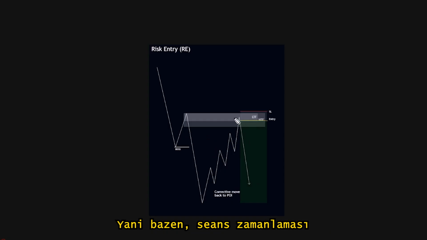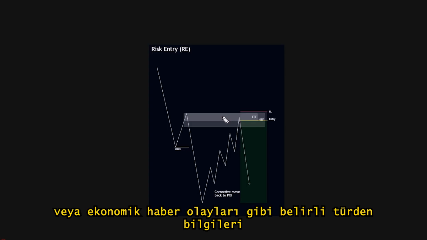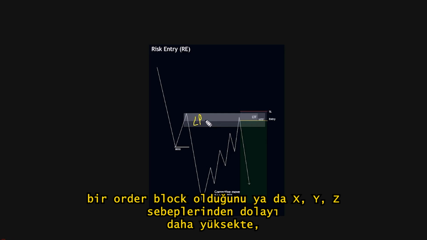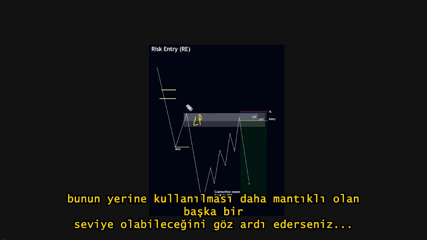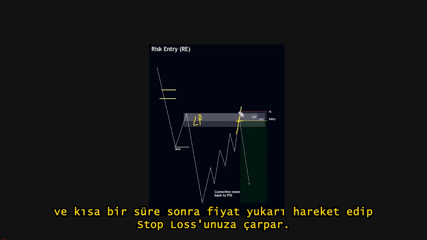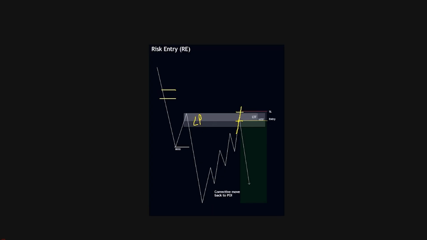So sometimes, if you ignore certain types of information like session timing or economic news events, or maybe this is a low probability order block for XYZ reason, there might be one that's higher that makes more sense to use rather than this one. You could potentially just get tagged into the trade, and shortly after, price moves up, hitting your stop loss.